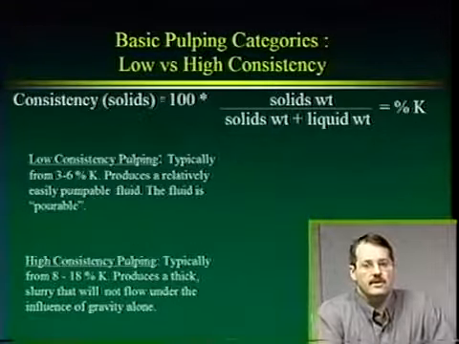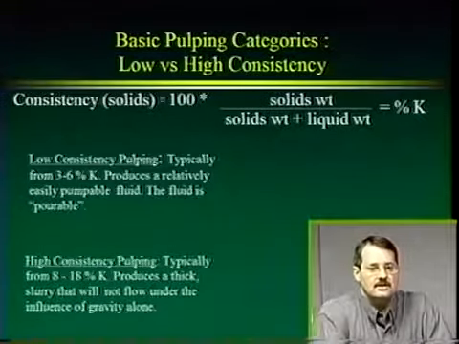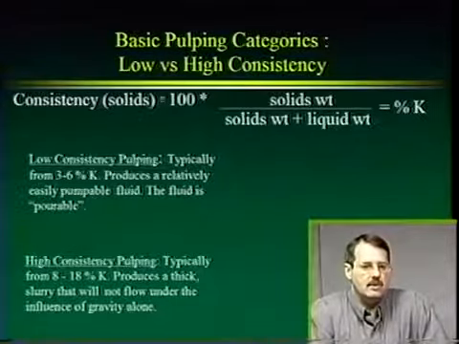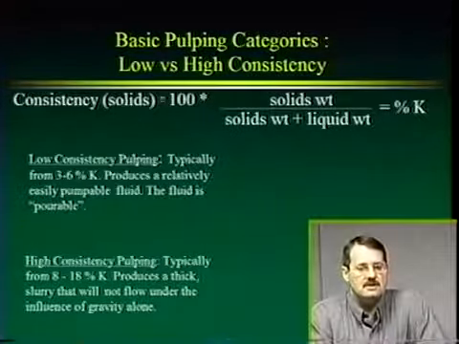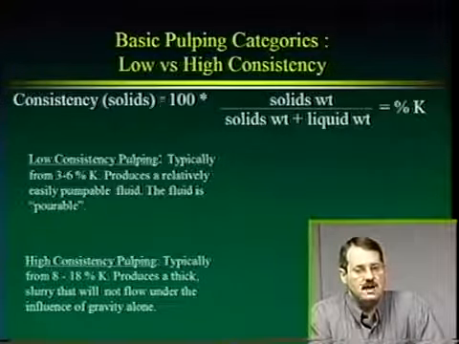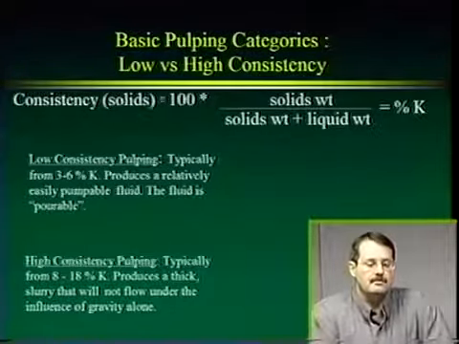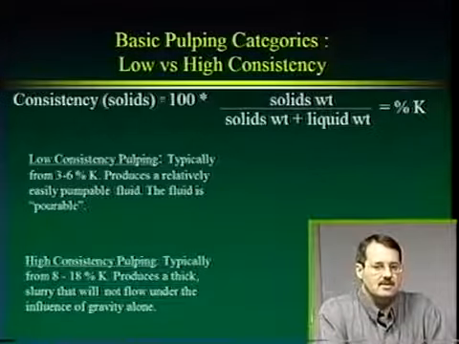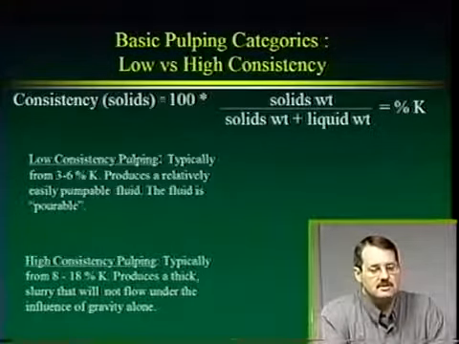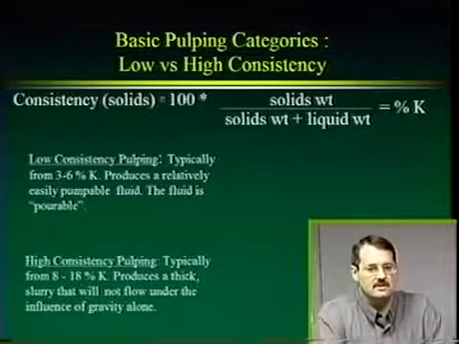Okay, now another thing that we can talk about is pulping consistency. There are two categories, low and high consistency. Just as a reminder, consistency is the solids weight of a sample divided by the solids weight plus the liquid weight. The solids weight can include fiber and non-fibrous material like clay or coating. That's what we usually call percent K, as it's expressed as a percent if we multiply by 100%. Low consistency is usually 3 to 6% consistency, and high consistency can be 8 to 20% consistency, actually.